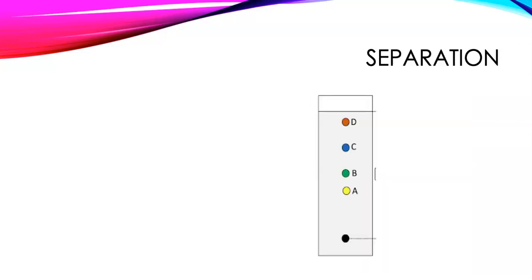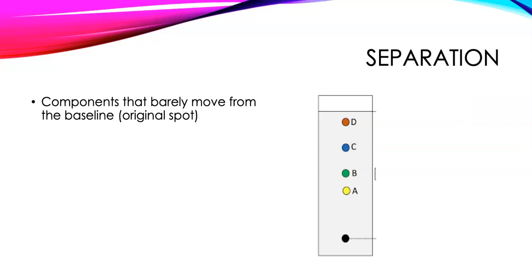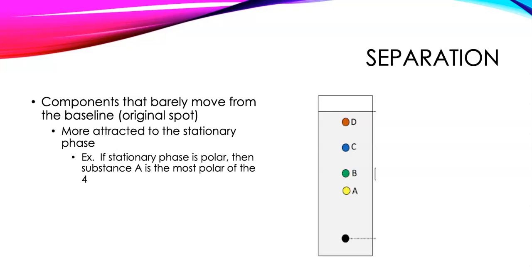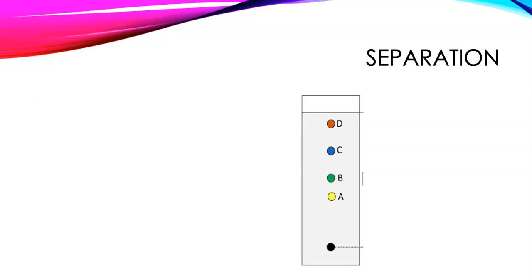So if we have good data, you might get something like this for your chromatogram. Some of the components might not move very far from the baseline, or that original spot, at all. Dye A didn't move very far. What that tells us is that whatever is in component A is more attracted to the stationary phase as compared to the mobile phase or the solvent. All right, and that's why it didn't move very far. So if the stationary phase is polar, and paper is actually pretty polar, then substance A is the most polar of the four substances that we were separating in this mixture. On the other hand, substance D really traveled pretty extensively relative to the solvent, right?